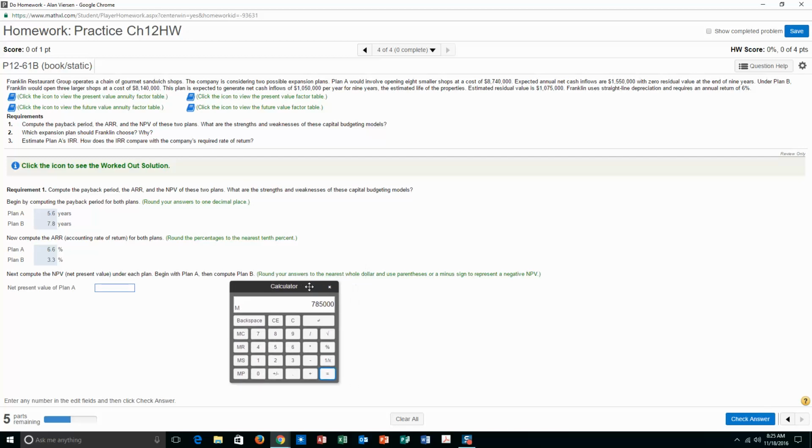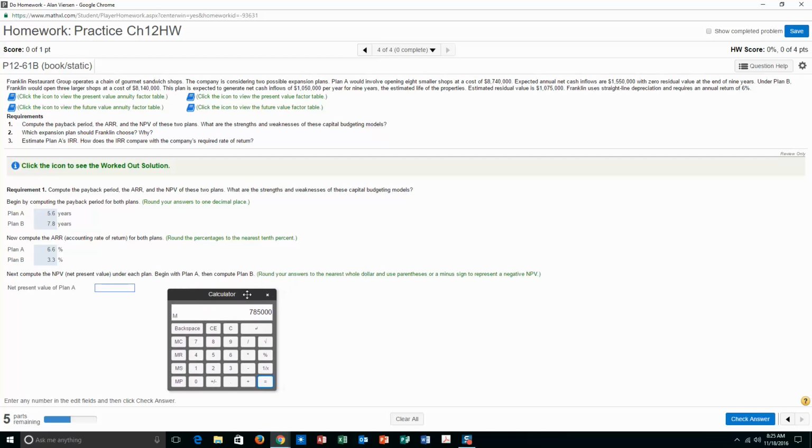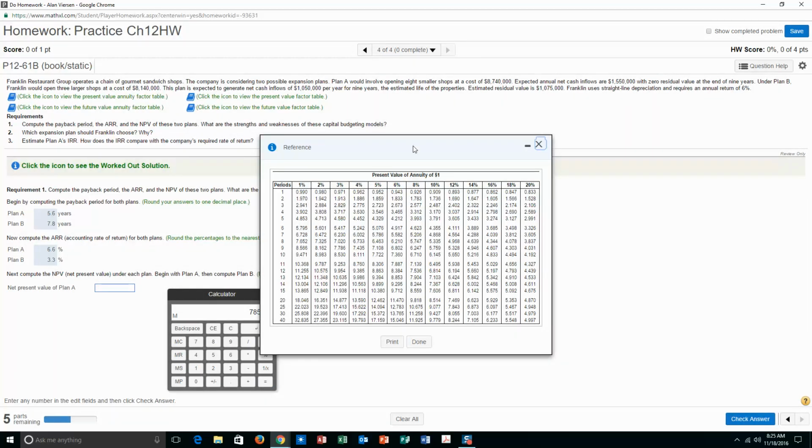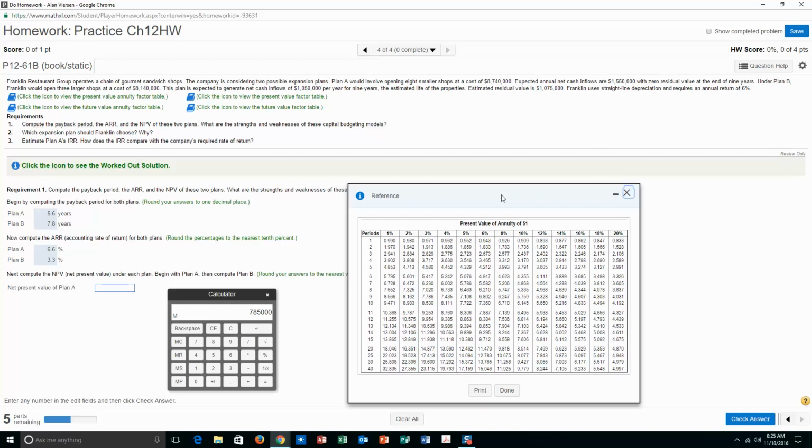Okay, now we're going to look at the net present value. This is probably the most important of all of the methods of capital budgeting. So I'm going to need my annuity factor. That'll be this one right here. And it's actually quite easy.